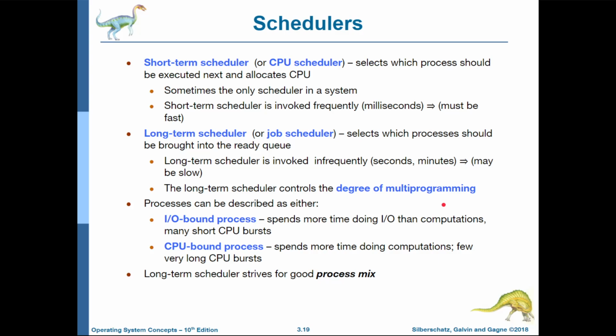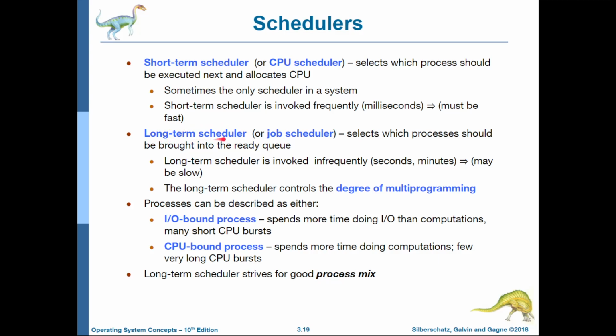There are different types of schedulers to be aware of. There is the CPU scheduler, which is used to choose which process should be used on the CPU. This is the scheduler we've been talking about so far. It goes to the ready queue, decides which process needs to be switched in, and then performs the context switch for that process. Sometimes it's the only scheduler on a system. We usually have scheduler operations very frequently within the millisecond range, and so our short-term scheduler must be very fast.